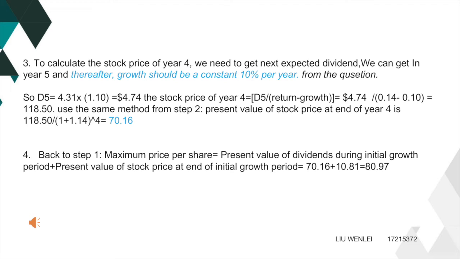So we use the same method from step 2. The present value of the stock price at the end of year 4 is 118.5 divided by the fourth power of 1.14, and the answer is 70.16. So the fourth step is back to step 1: the maximum price per share equals the present value of dividends during the initial growth period plus the present value of the stock price at the end of the initial growth period, which equals 70.16 plus 10.81, and equals 80.97.